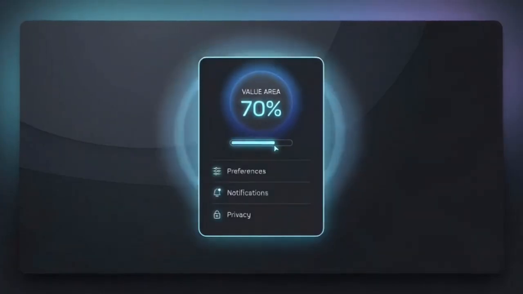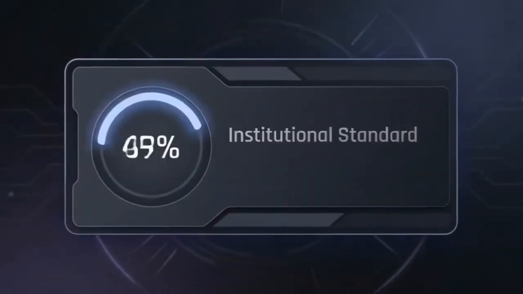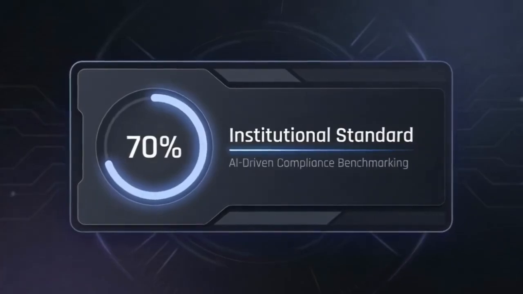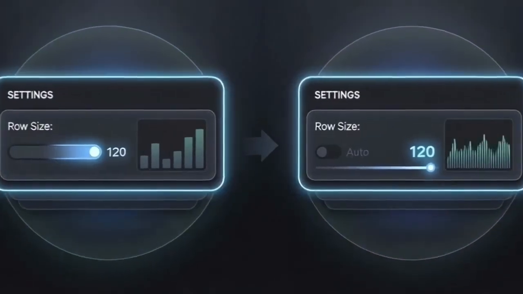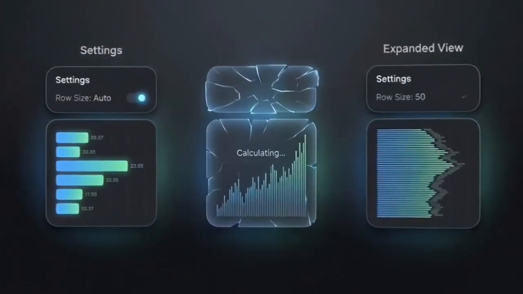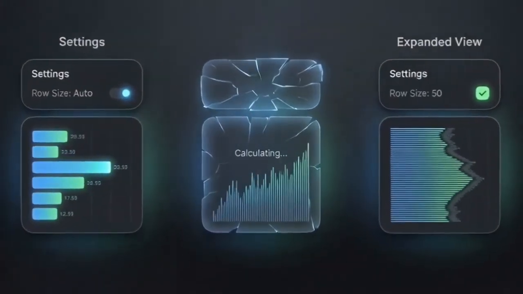Settings: value area set to 70%. This is the standard institutional setting and what most platforms default to. Leave row size on automatic unless your chart is extremely narrow, in which case increasing the row count gives finer resolution on the histogram bars.